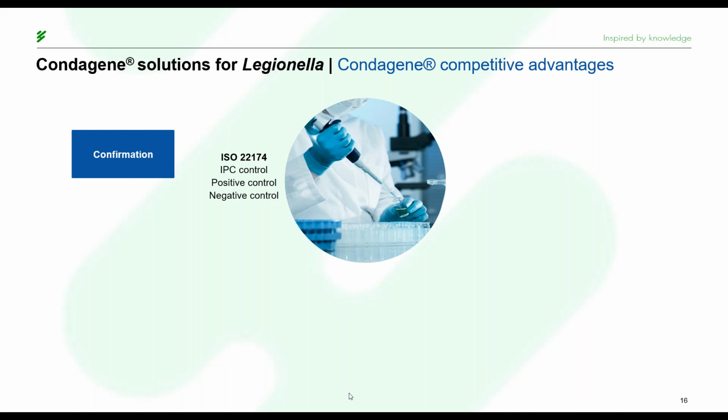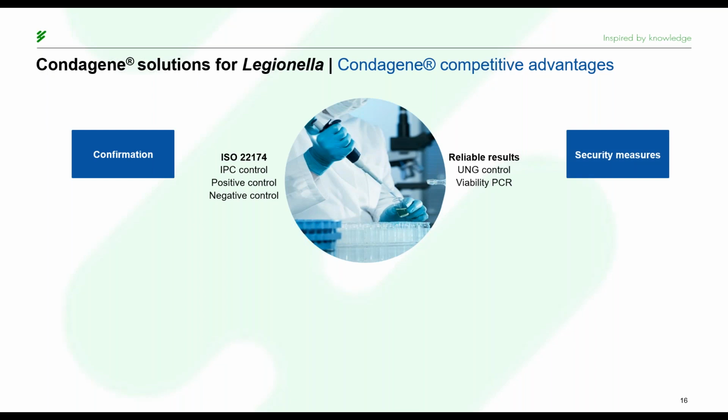And additionally, Condagene also has included an internal control that offers a protection against the false negatives. That is, it is a way to ensure that the reaction is occurring correctly, since otherwise something would be inhibiting the reaction and a series of measures should be taken to remedy it.